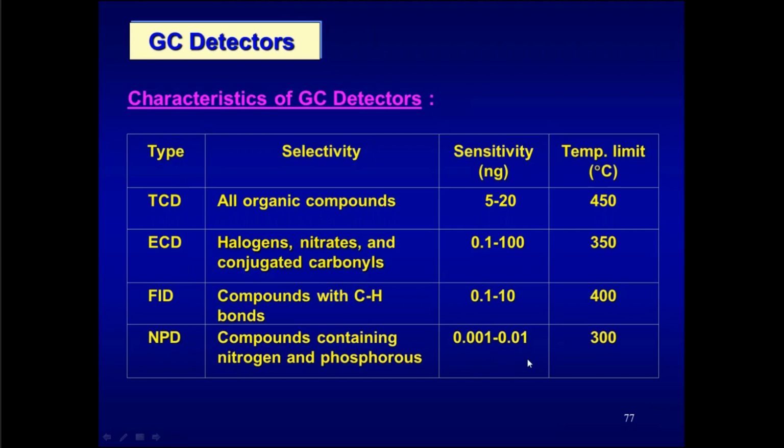0.001 nanogram to 0.01 nanogram. But the temperature limit is quite restricted. And this is useful only for the nitrogen and phosphorus containing compounds. It's less commonly used in pharmaceuticals, more in the pesticide industry.